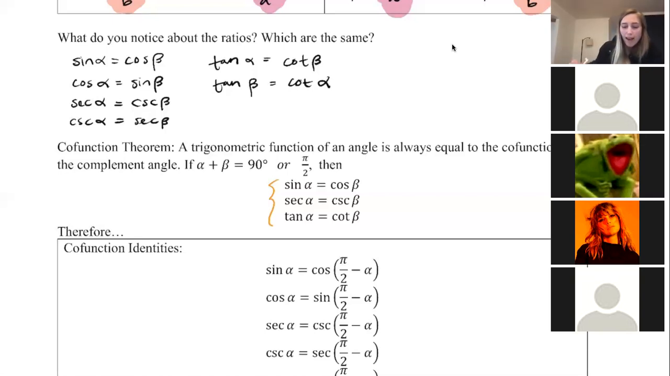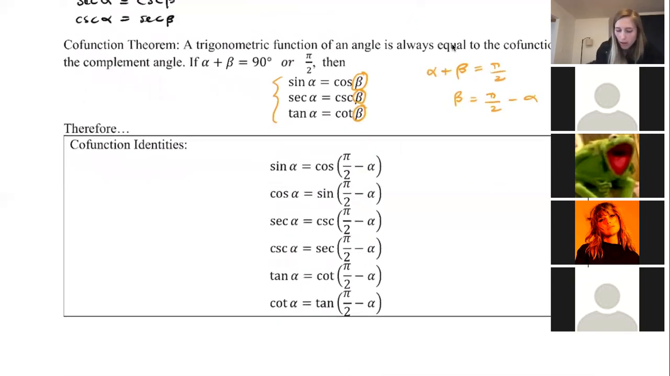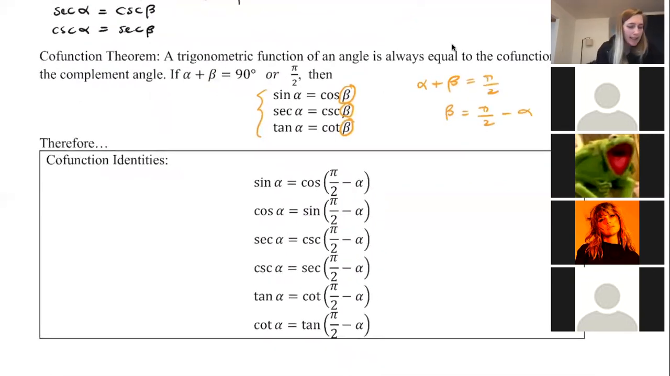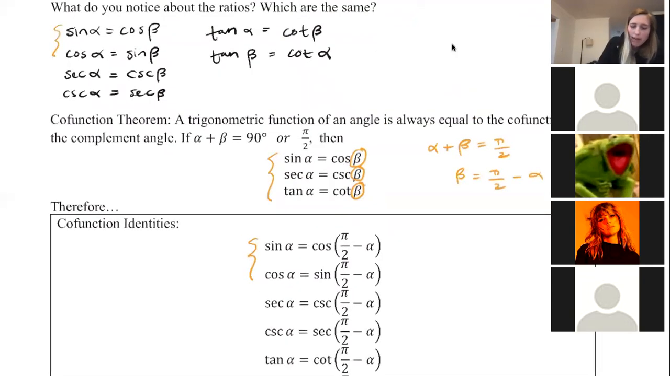So if we take that relationship between the two angles that are complementary, right? If we have alpha plus beta equals pi over 2, and we solve for beta, we would have pi over 2 minus alpha. And if we think about replacing each of these betas, then bam, we have our cofunction identities, right? Sine alpha equals cosine of pi over 2 minus alpha. Right, that came from up here.